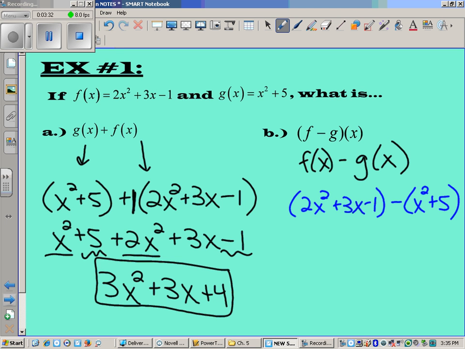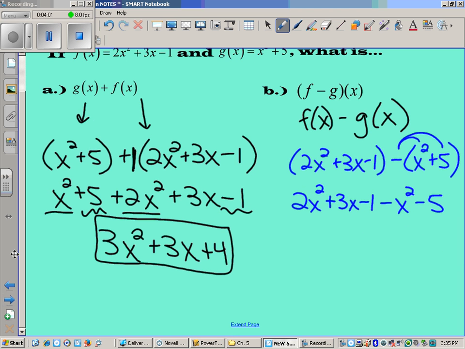And if you noticed on both of these problems, I've been putting this stuff in parentheses. And it didn't really matter on part A, but why does it really matter on part B, on this problem? Well, because I have to take this negative here and distribute it to both things inside. That's going to change my problem a little bit. I'm going to have my 2x squared, my 3x, and my negative 1. And now I'm going to have a negative x squared and a negative 5, making sure I distribute the negative to both things in that second parenthesis.